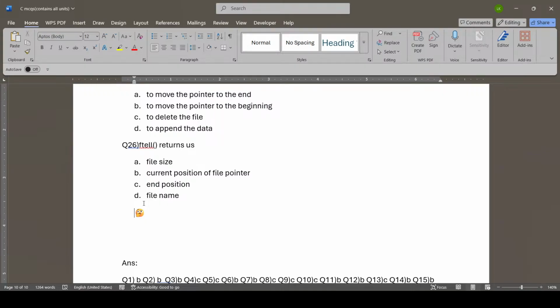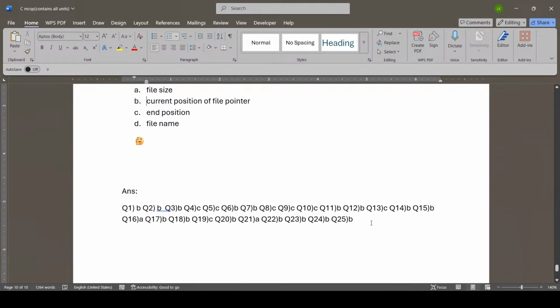So ftell, whenever we use it in our program, it simply says what is the current position of the file pointer. The file pointer moves to and fro, means forward and backward. And whenever we use this ftell in our program, it simply indicates where the file pointer is hanging. So that is called the current position of the pointer. So the right answer is B, 26B.